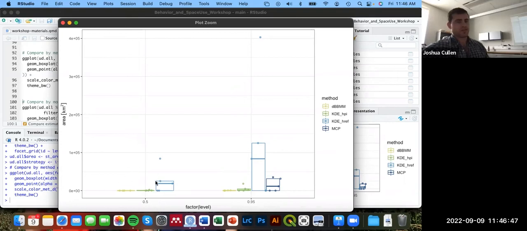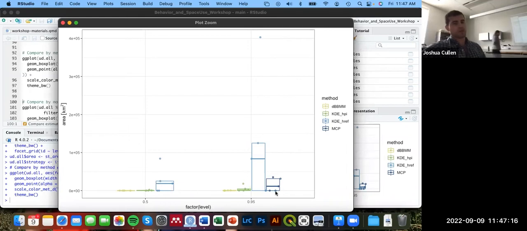And for the 50% contour, the dynamic Brownian bridge movement model and plug-in method for kernel density estimation seem to perform comparably, at least in terms of how much area it's estimating. And same goes for the 95% contour. They're very similar, they're very small. Whereas for the reference bandwidth of the kernel density estimates, this is quite larger by comparison.